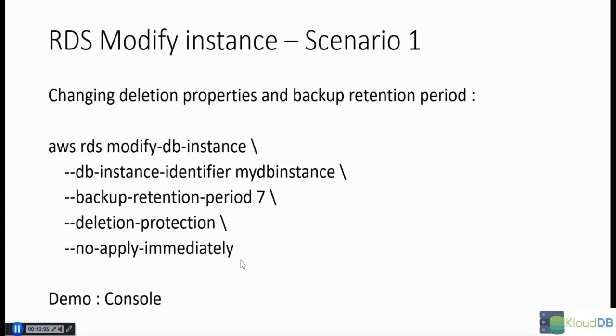Here in this case, we're doing no apply immediately, which means the configuration change is not applied immediately. Rather, it is deferred for the next maintenance window. But if you say apply immediately, things will be applied immediately, and sometimes it can cause an outage. So you have to be careful with these particular options, okay? We can also do the same thing with the console. I'm going to show you how to do it with the console as well. Let us see the next scenario.